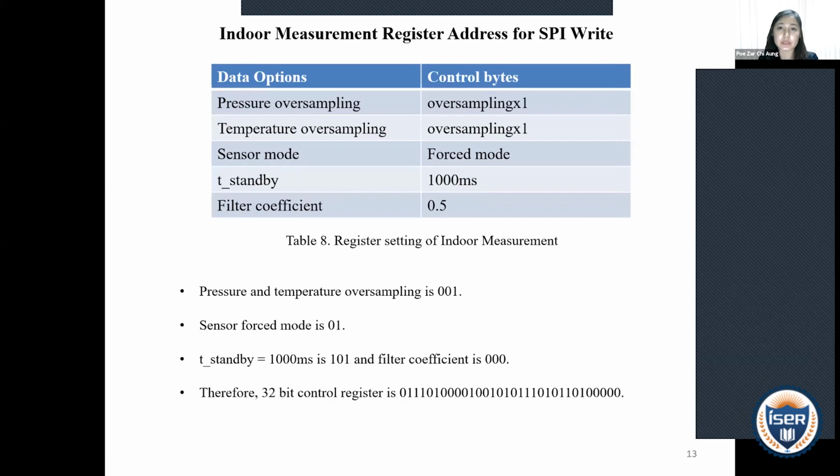This is the measurement control register address for SPI write. Pressure oversampling is 1, temperature oversampling is 1, and sensor mode is forced mode. T standby is set to 1000 milliseconds, and the filter coefficient is 0.5. So pressure and temperature oversampling is 001, sensor forced mode is 01, T standby is 101, and filter coefficient is 0. So the result of the 32-bit control register is as shown.